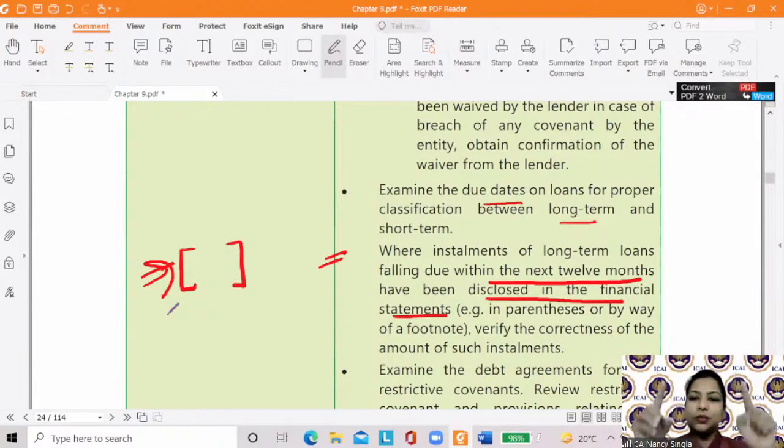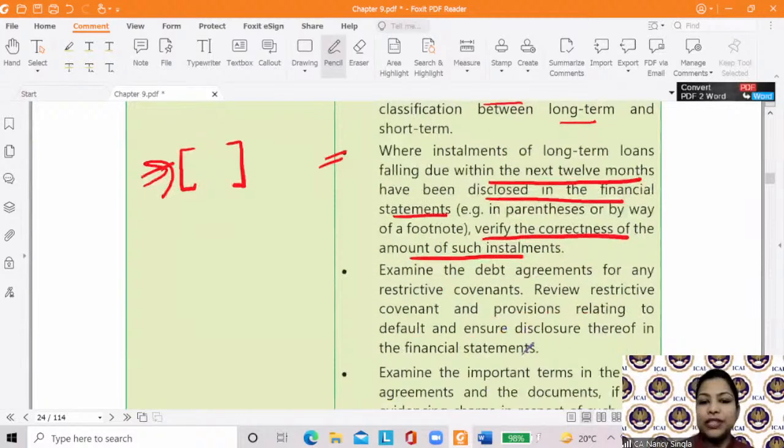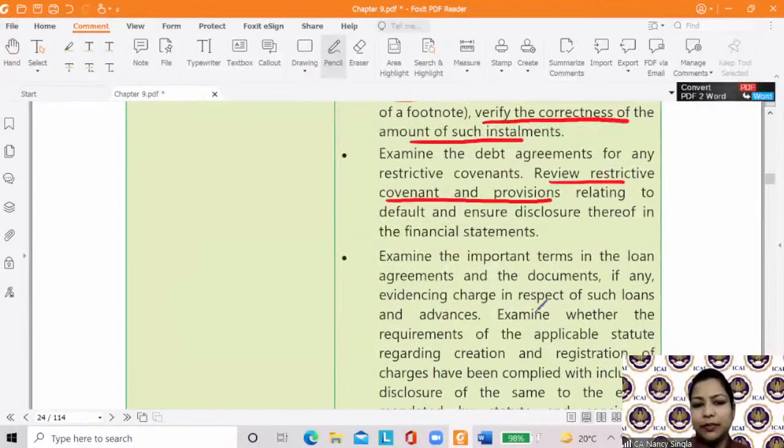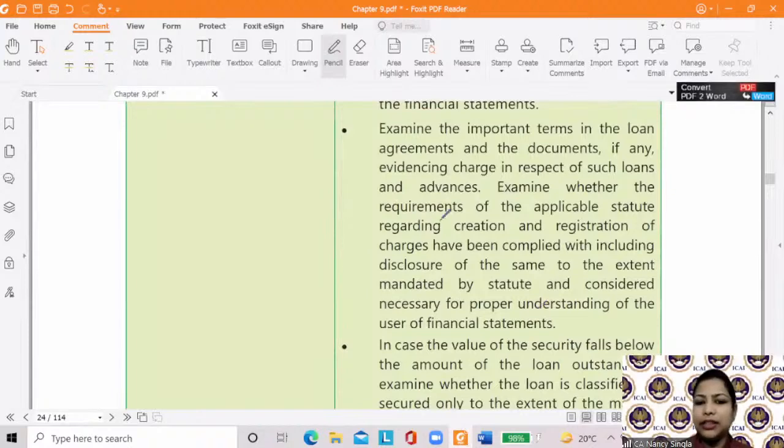So parenthesis is what? These brackets. So the organization needs to mention the amount of installments with respect to long-term loans that are due within the next 12 months. Auditor needs to verify the correctness of such installments. Okay? So restrictive covenants, I've already told you that if there are any restrictive covenants, the auditor needs to verify them. Okay? Then this is regarding the creation and registration of charges.